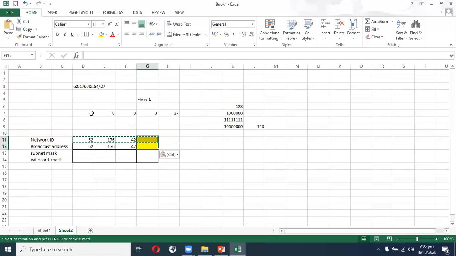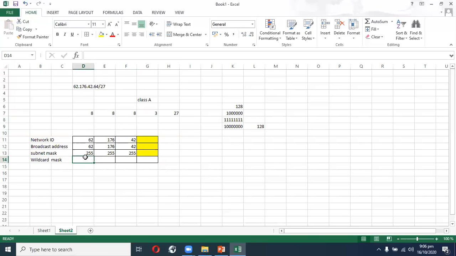Subnet mask, because this is 8, so in the subnet mask we always write it as 255. This is 8, so it will be 255. The next is also 8, so again it will be 255. The third one is also 8, so it will be 255. We need to figure out what this last digit will be.